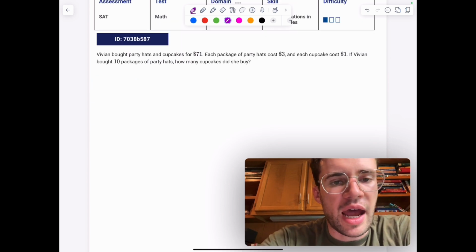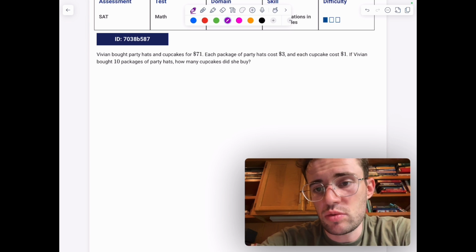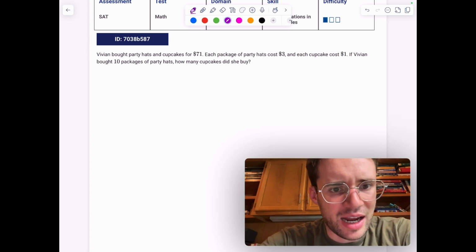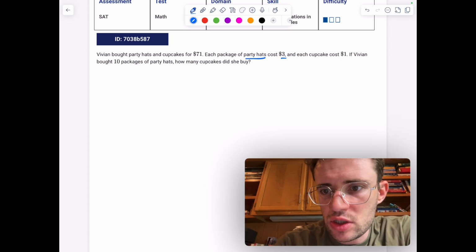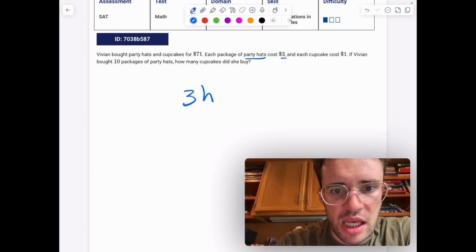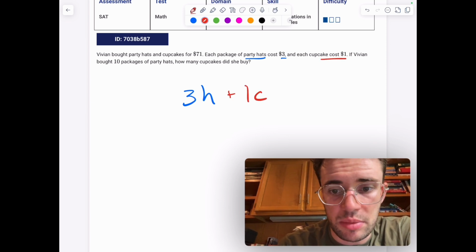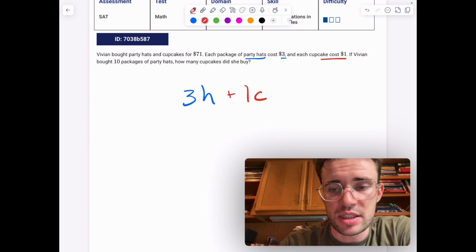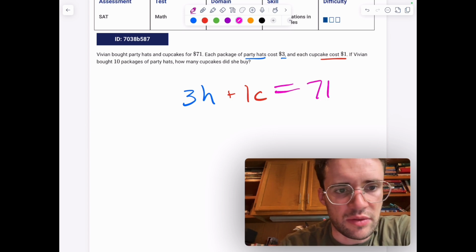Vivian bought party hats and cupcakes for $71. Each package of party hats costs $3, and each cupcake costs $1. If Vivian bought 10 packages of party hats, how many cupcakes did she buy? Right, well, the hats cost 3. You'd say 3 times h plus cupcakes cost 1. 1 times cupcake, but you could just write C as well. 1C is the same as C. Easier to keep track of it. That would add up to the total that was spent, $71.